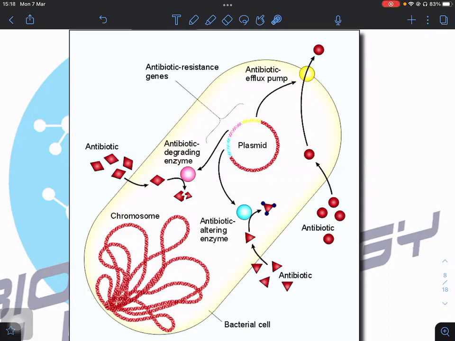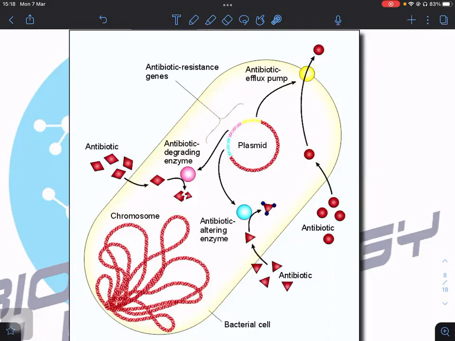So this plasmid is actually very prone to what we call mutation. Are you clear? And in bacteria, mutation takes place. It's unlike in humans or eukaryotic cells, where we do have a DNA repair mechanism. For them, no. They don't have a DNA repair mechanism. Guess what?